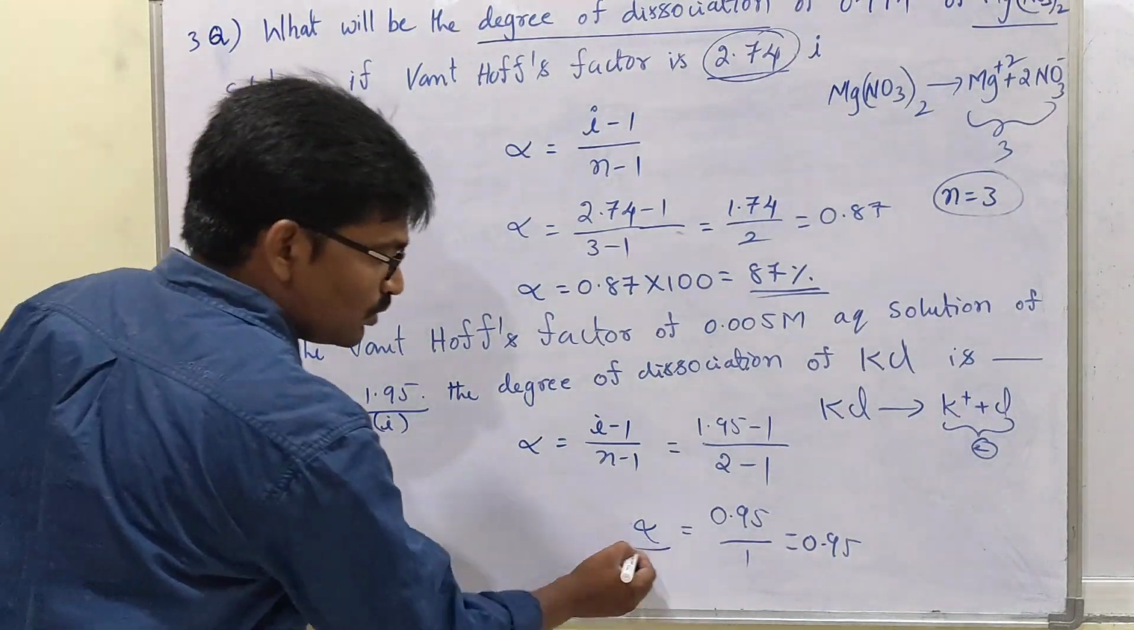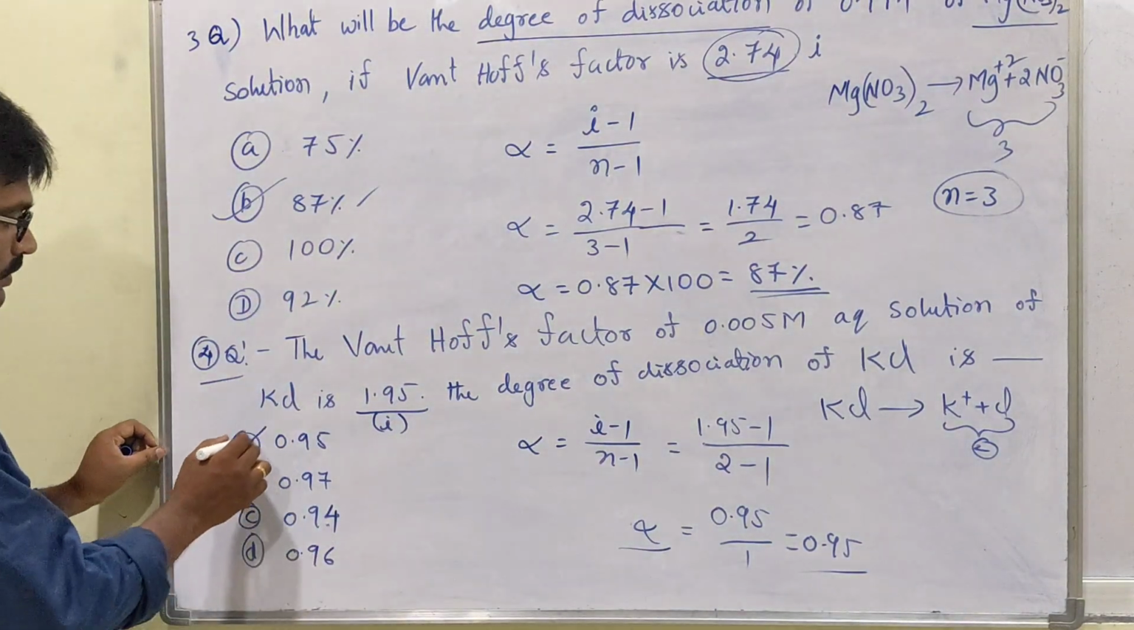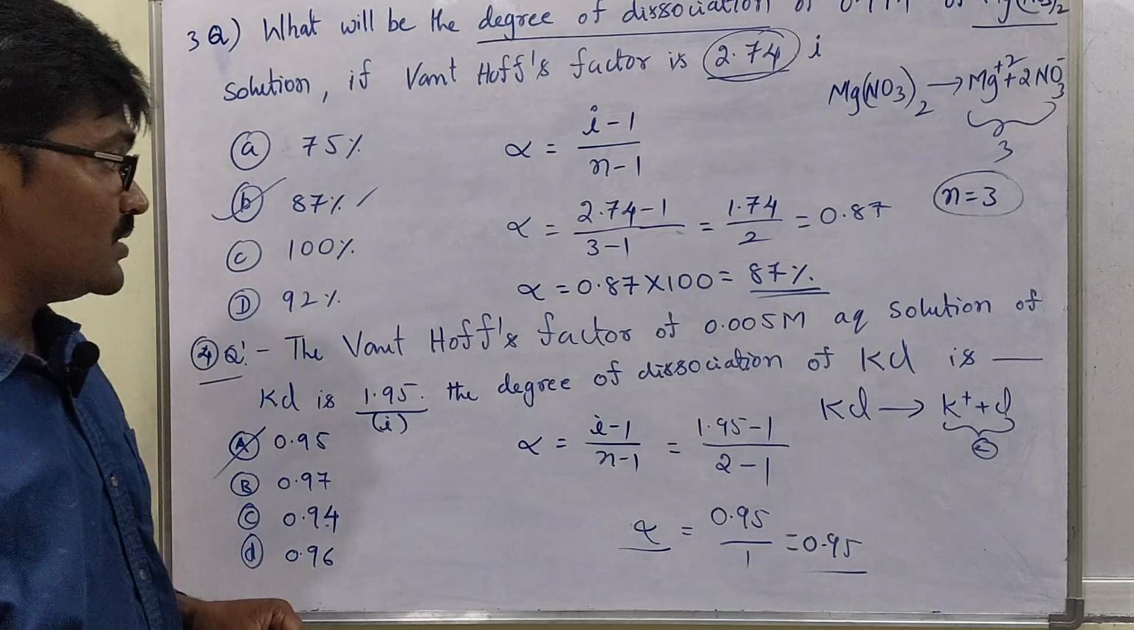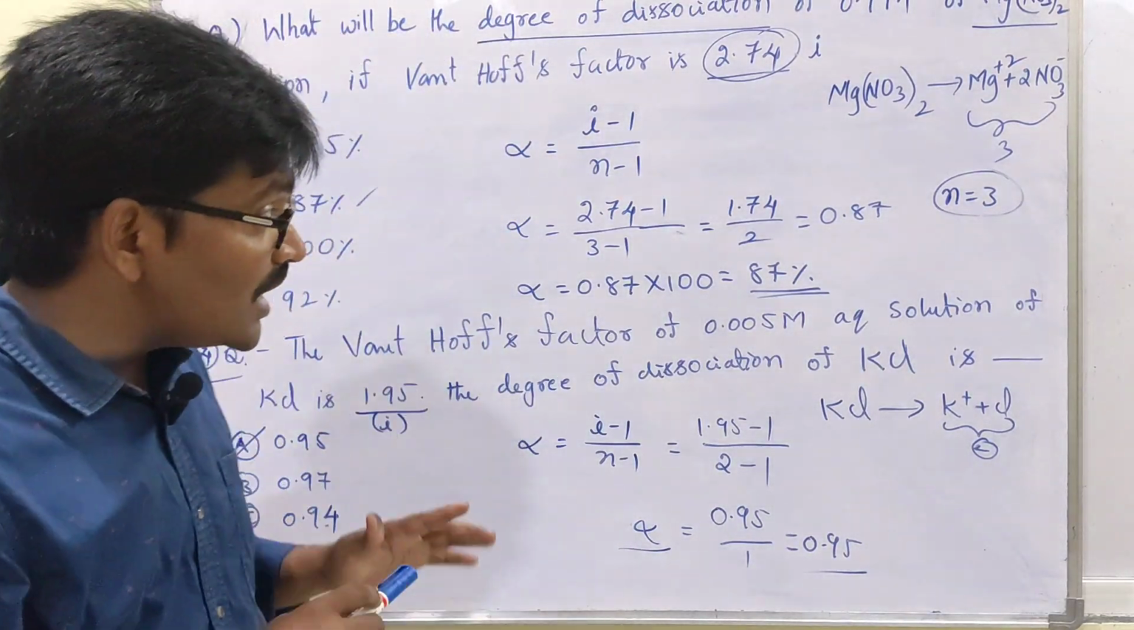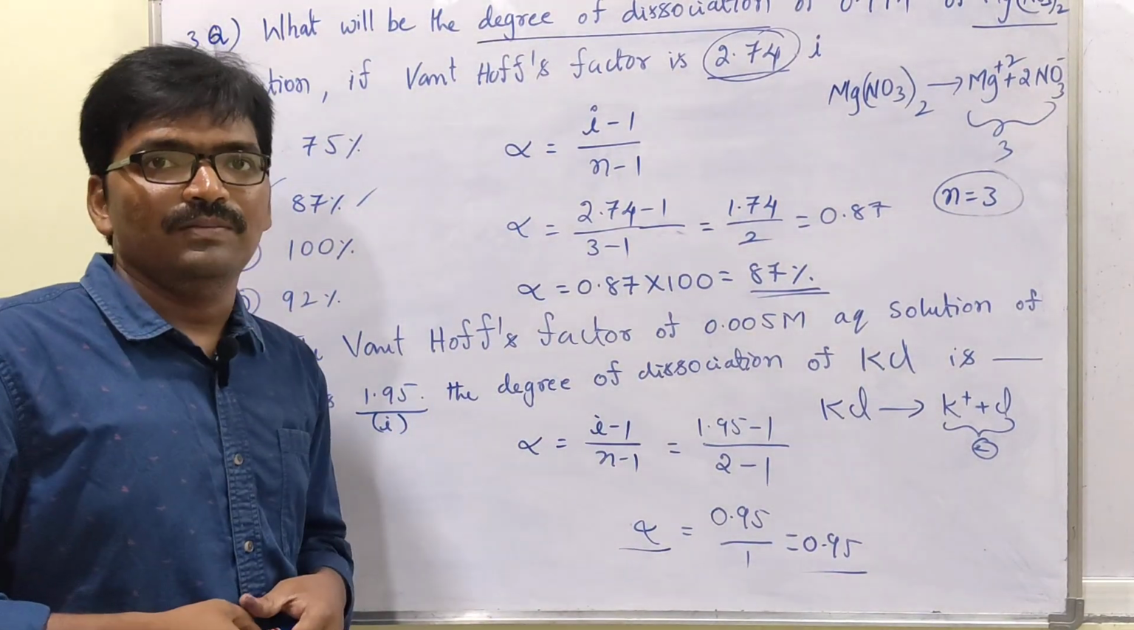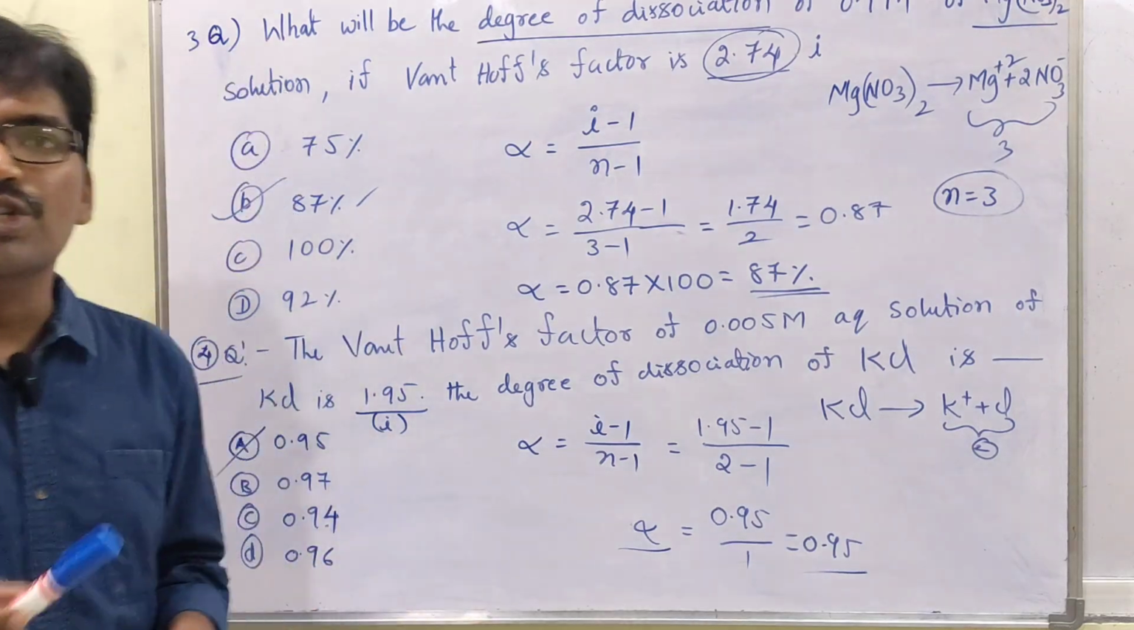Clear? Here they are asking only the alpha value, 0.95. Not percentage. That you have to remember. Such types of questions they are asking in the examination. So please note it. Then one more question we will do.